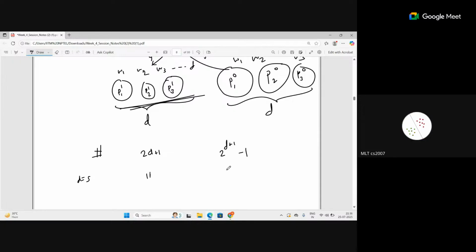2 times 2 is 4, 4 times 2 is 8, 8 times 2 is 16, 16 times 2 is 32, 32 times 2 is 64. And 64 minus 1 is 63. So we have significantly reduced it, right?